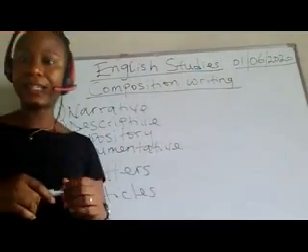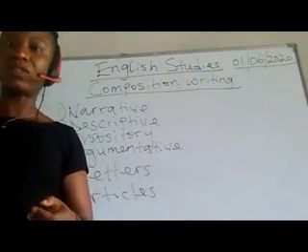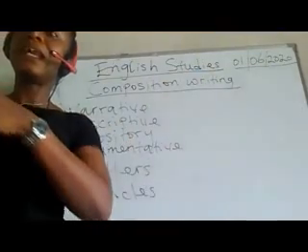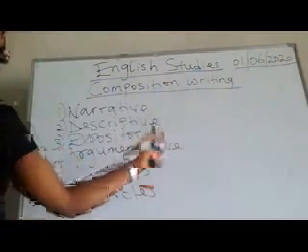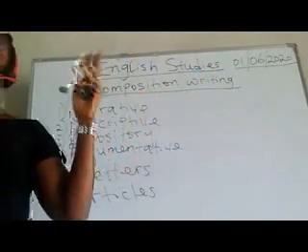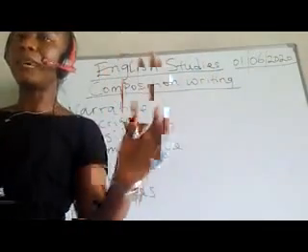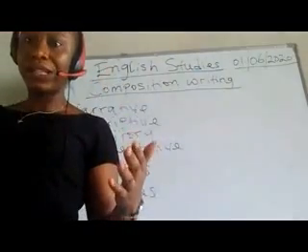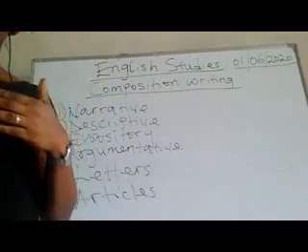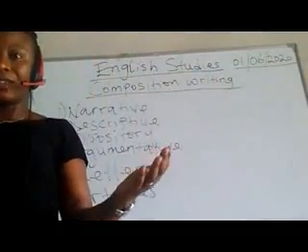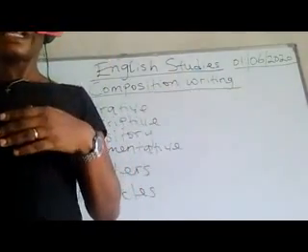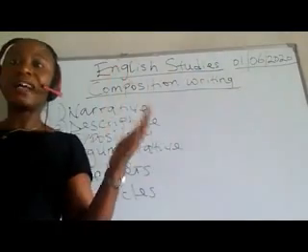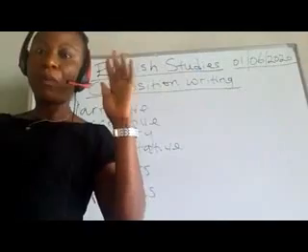We also have letters. We know that a letter is a written communication that is either sent to the receiver in an envelope or via mail using electronic devices. For letters, you have two types: the formal and the informal letter. The formal letter is a business letter or an official letter, which you write to people in high positions, people holding offices. Example, you can write to the director of a company, a manager, or the head of an institution like the principal or vice principal, or political or government leaders, whoever you want to address who is holding an office. That is for the formal letter.